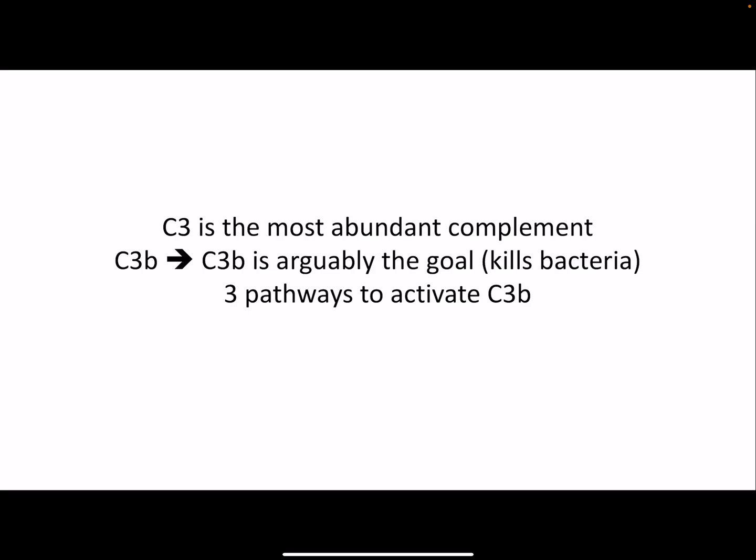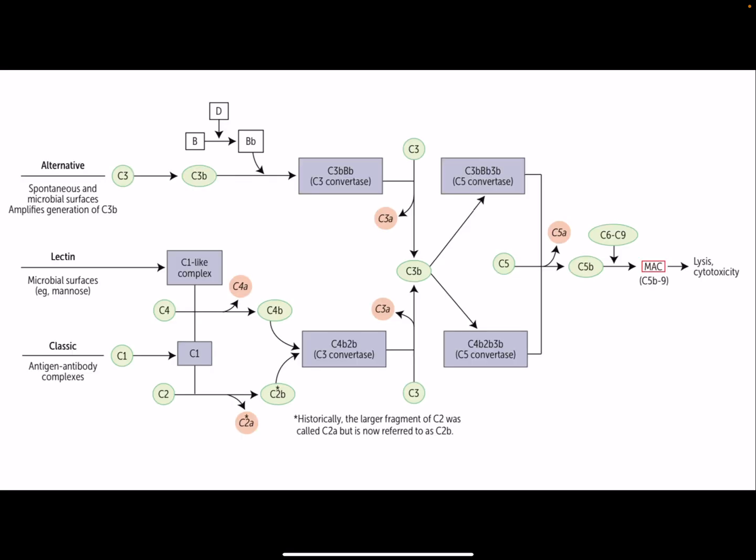C3, again, most abundant protein. C3b is the activated form for C3. Again, C3a does some stuff too, but C3b is the main player. So this is the goal of the complement system for the most part. This is going to help kill bacteria. And there's three different pathways to activate C3b. So these are the three pathways. We have the alternative, we have the lectin, and we have the classic. Again, all of these are activating C3b, which can then activate C5, which can activate the MAC.